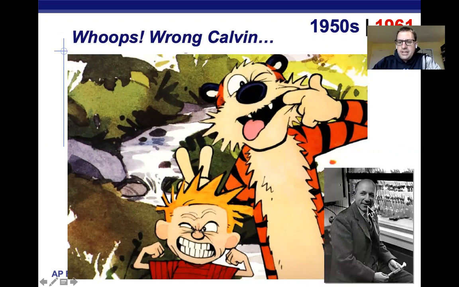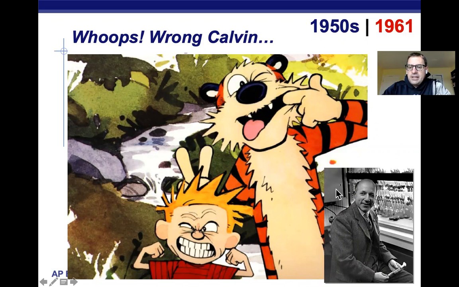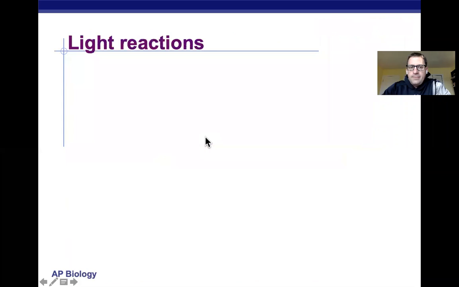Who we're talking about here is actually Melvin Calvin, who figured out the steps of the Calvin cycle. He was a professor at Cal Berkeley, did his work in the 50s, won the Nobel Prize in 1961 for figuring out the steps of the Calvin cycle.